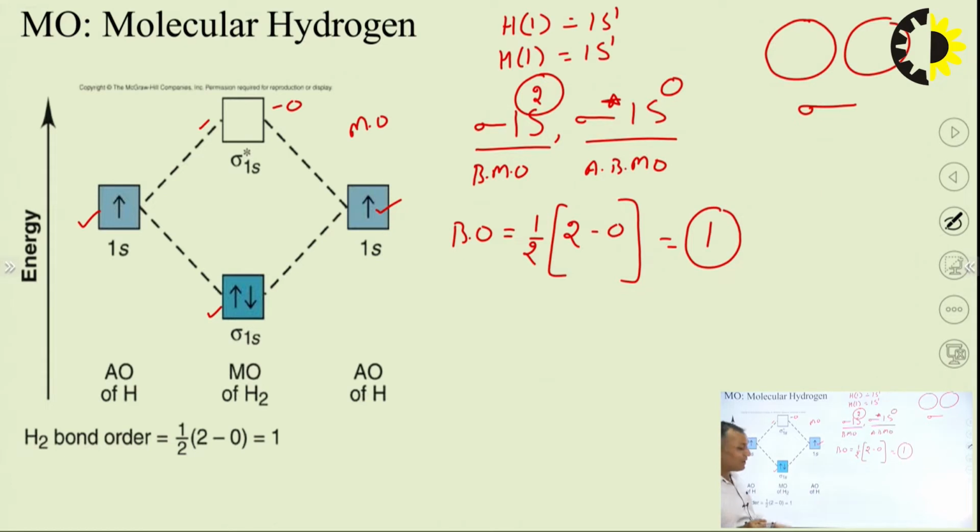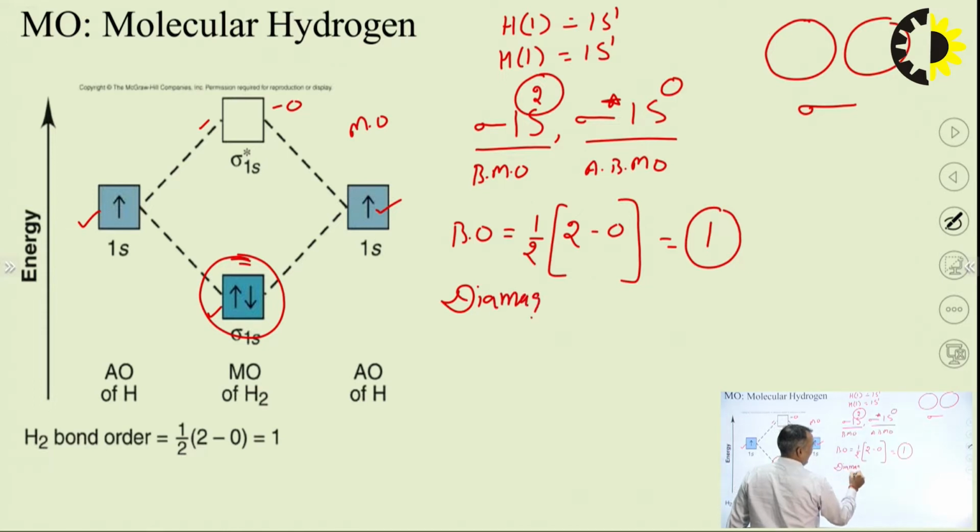Now, what is the magnetic behavior of this hydrogen molecule? Look here. If all electrons are paired in the molecular orbitals, then it is called diamagnetic, while if unpaired electrons are present, then it is called paramagnetic. So right now the magnetic behavior of this is diamagnetic.